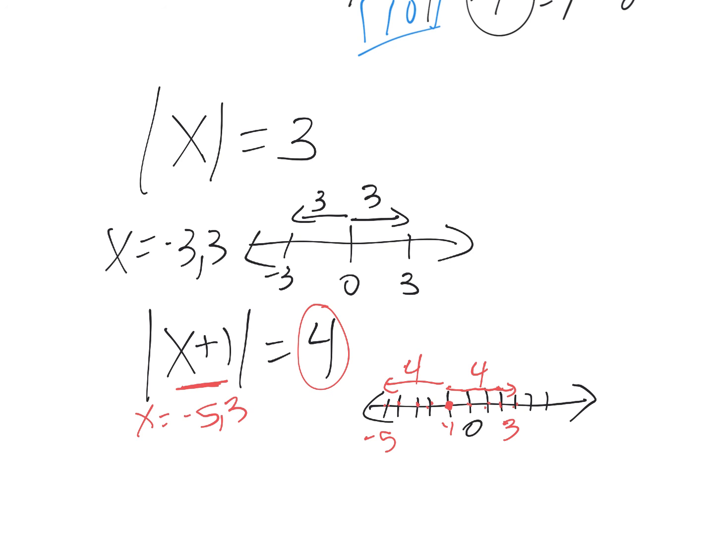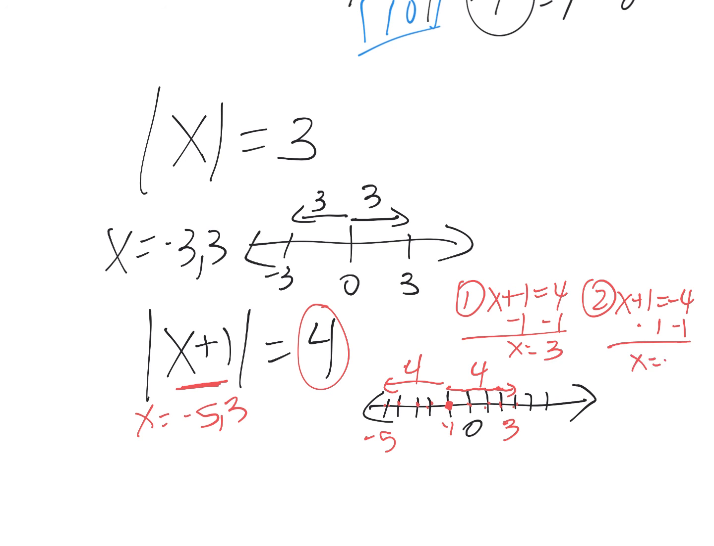And so then the other way that you could do that is you could set it up as an equation. You could say x plus 1 equals 4. And then remember, we have to have the other direction, x plus 1 equals negative 4. And then we'll just solve. So x equals 3 and subtract the 1. And so x equals negative 5.